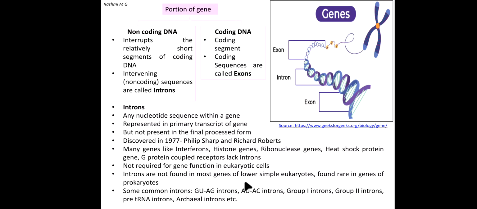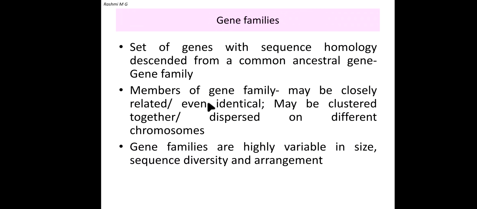Introns are not found in most genes of lower simple eukaryotes, and are rare in genes of prokaryotes. Some common introns are GUAG introns, AUAC introns, group 1 introns, group 2 introns, pre-tRNA introns and RKL introns. So these are some examples of introns. Introns are non-coding sequences which do not code for anything. They interrupt the coding segments of the DNA.